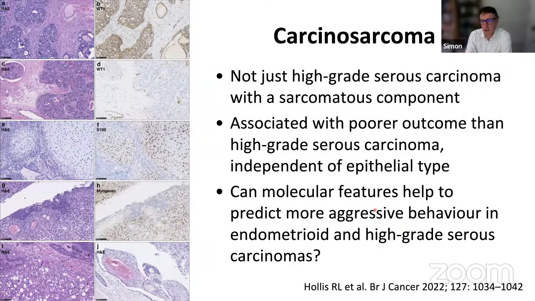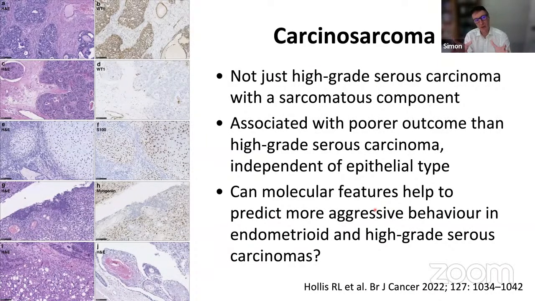And these are not just high-grade serous carcinomas with a sarcomatous component. A significant proportion have an endometrioid epithelial component, and whether they have a high-grade serous-like or an endometrioid-like epithelial component, they're associated with poorer outcome than high-grade serous carcinomas, stage for stage. So they are highly aggressive tumours.